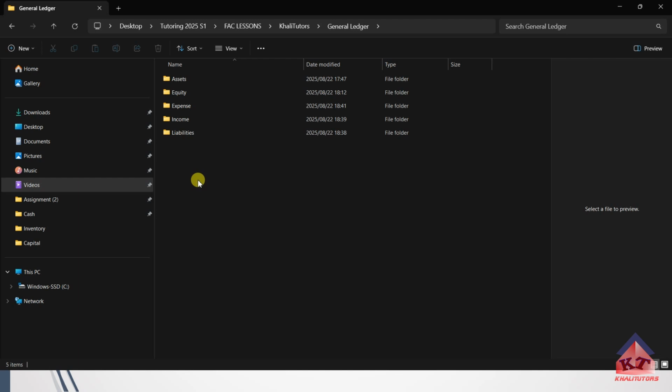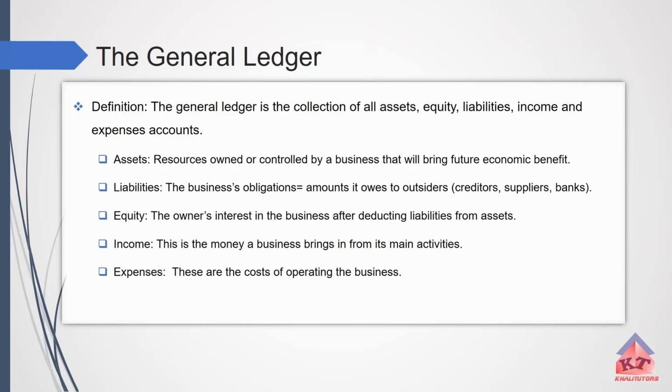Okay, now that you understand what a general ledger is, maybe it is the right time for you to know exactly what assets, equity, expenses, income, and liabilities are. Okay, so let us get back to our slides. Okay, so whenever we refer to assets, we are referring to the resources owned or controlled by a business that will bring future economic benefit. For example, if we have inventory, we can sell that inventory and then we get money.